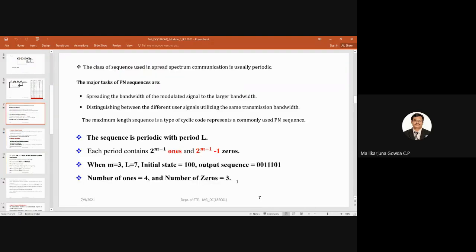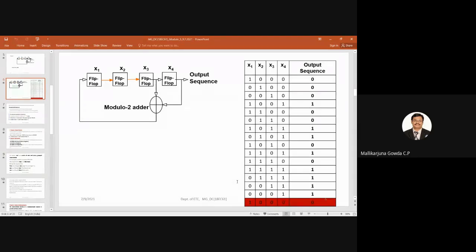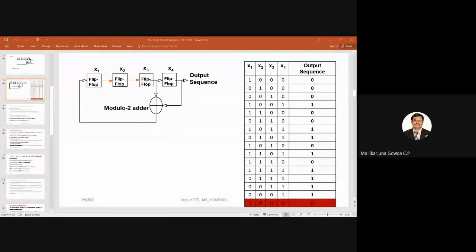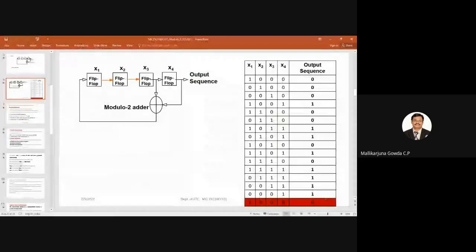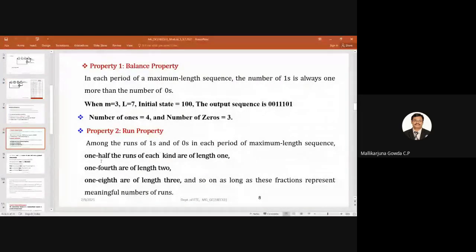Okay, do one thing. All of you take 1 or 2 minutes. Please note down this sequence properly, segregate the number of runs, and think about the rule I said. What rule did I say? One half of the runs of each kind have a length of 1. Just verify whether it is obeying that rule or not. Then 1/4 have a length of 2, and 1/8 have a length of 3.